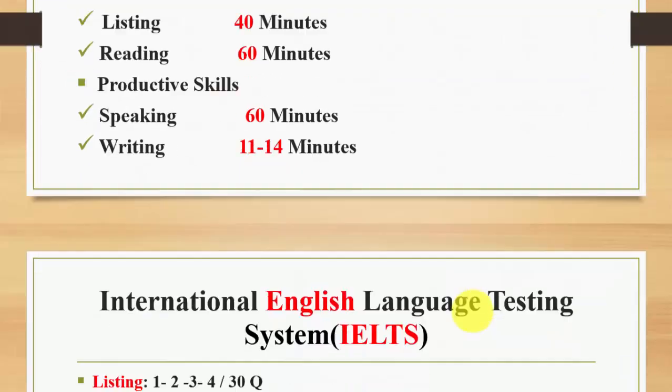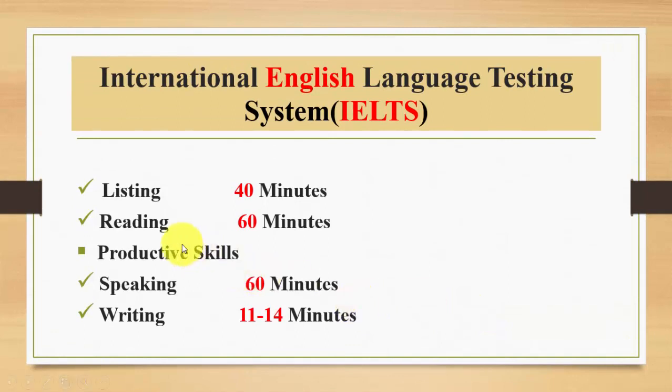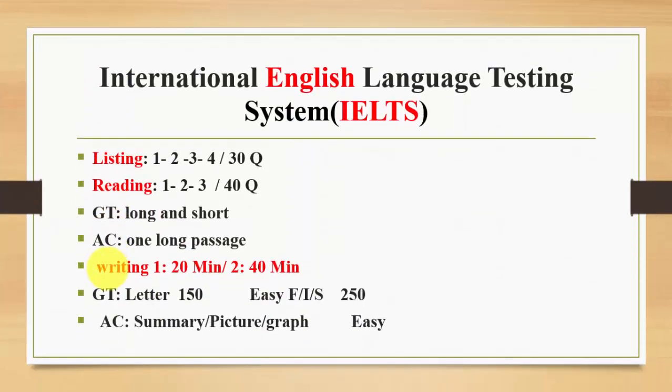Generally, there are two categories that people mainly discuss. Listening has 40 minutes, and reading has 60 minutes. The other category is productive skills, which means speaking and writing. Speaking has 60 minutes and writing has 11 to 14 minutes. That is the general structure of the IELTS test. Let me discuss every individual section separately.